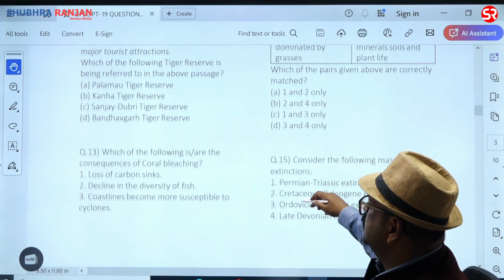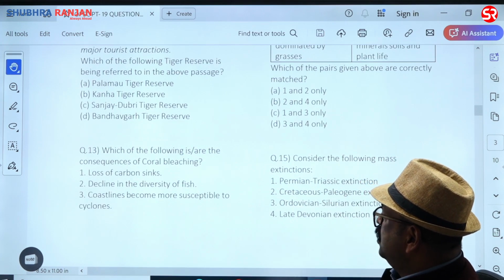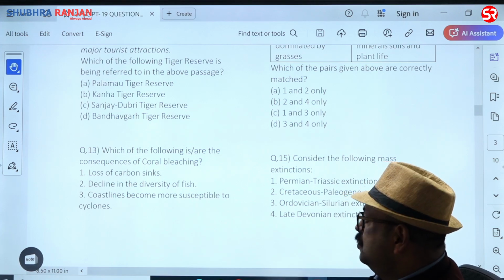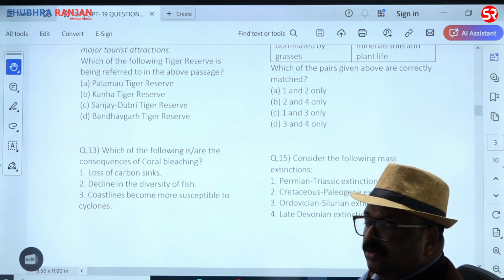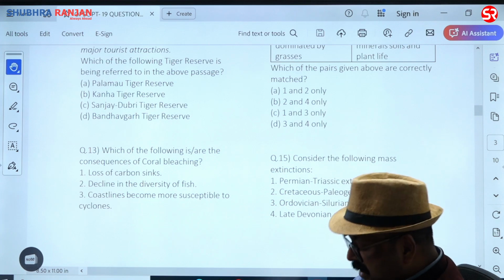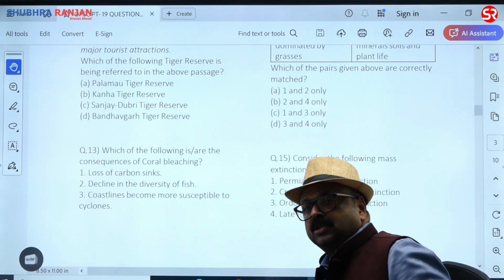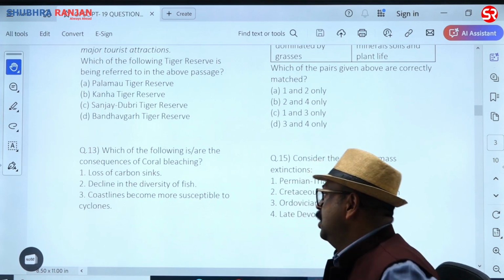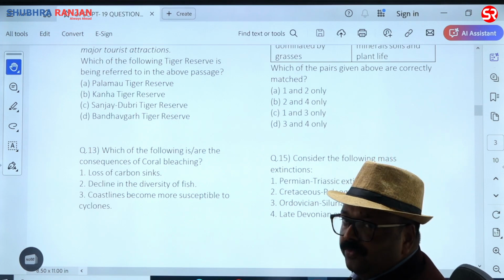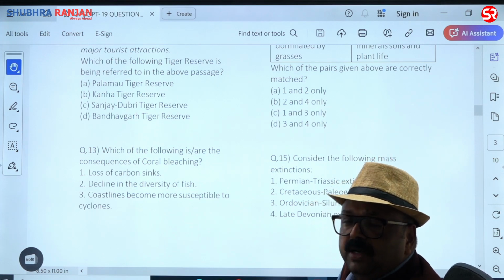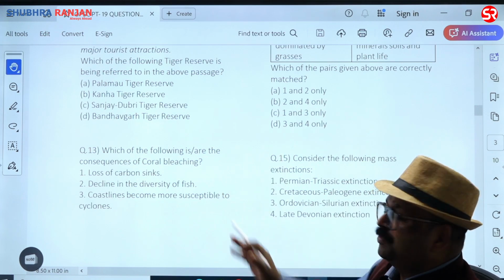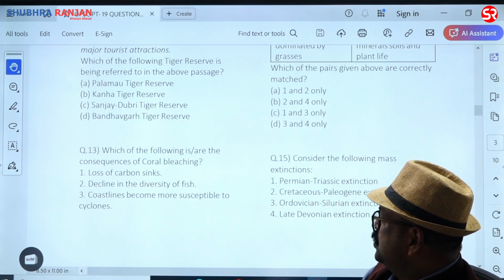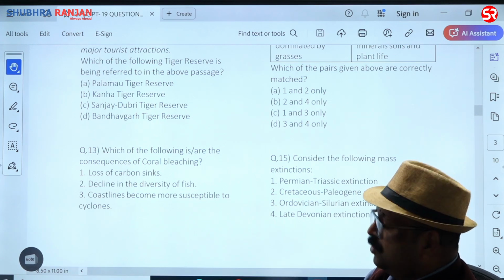Which of the following are the consequence of coral bleaching? Loss of carbon sink. When there is coral bleaching, prolonged coral bleaching will lead to death of coral. So coral is a foundation species, and a foundation species of the ecosystem is going to be affected. So it is but obvious there is massive loss to carbon sink. Decline in the diversity of fish. With the same explanation, you can understand if the foundation species of the area is going to die, so obviously there is dwindling fish also.